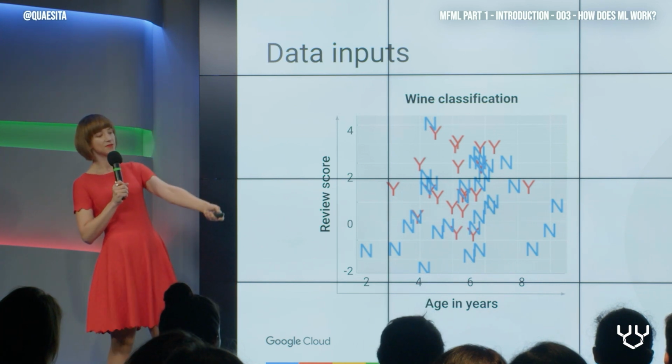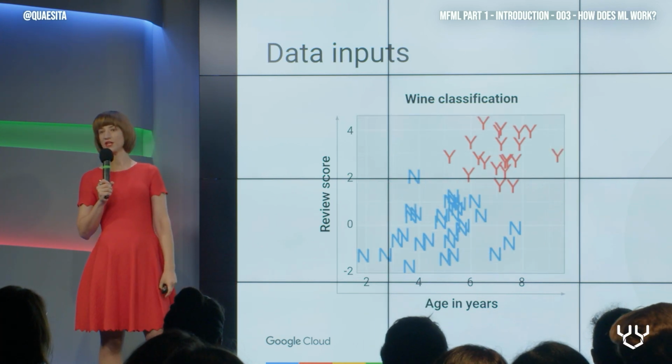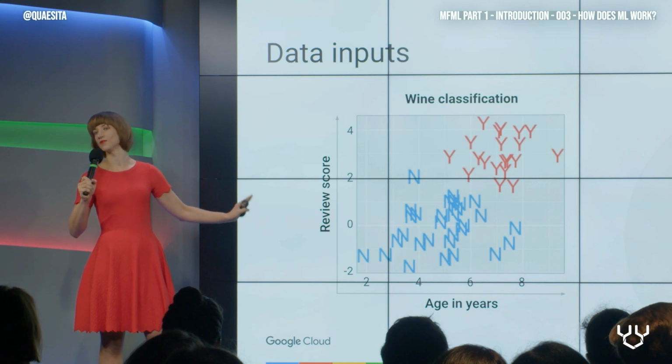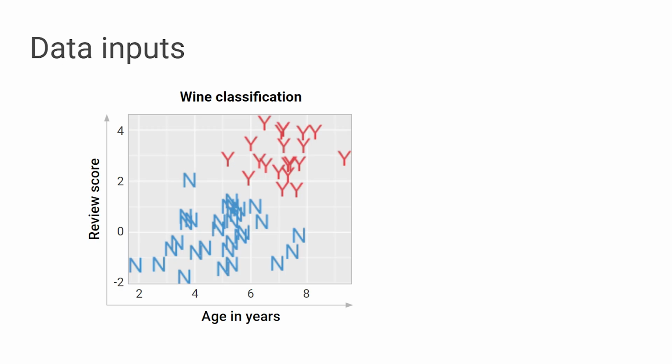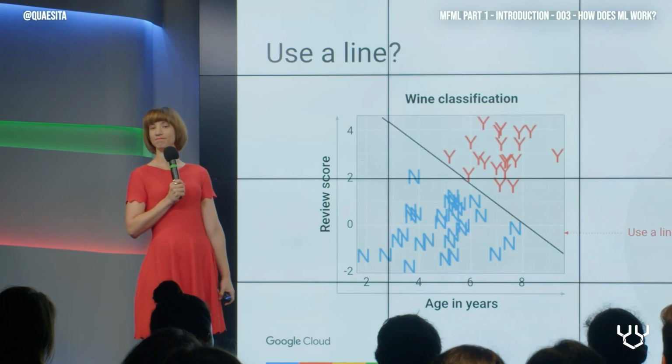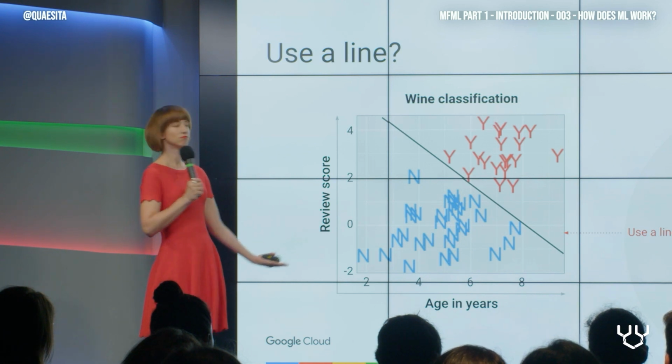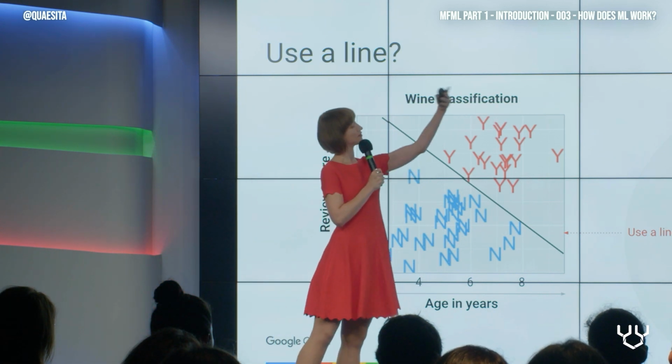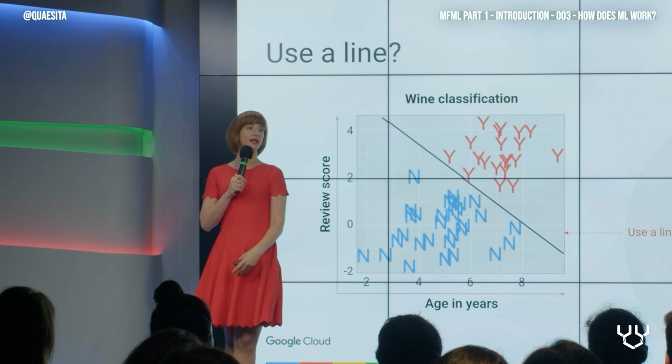Okay, enough messing about. I generated these data and I promise you that there is a pattern in here. How would you exploit this pattern to help me classify new bottles of wine? How about you put a line through it, and that line is a wall that separates the red region from the blue region, and off we go.